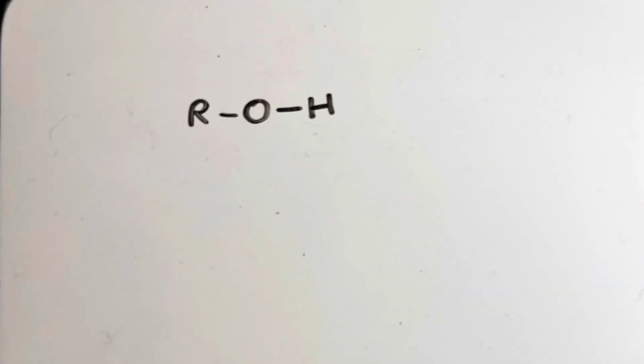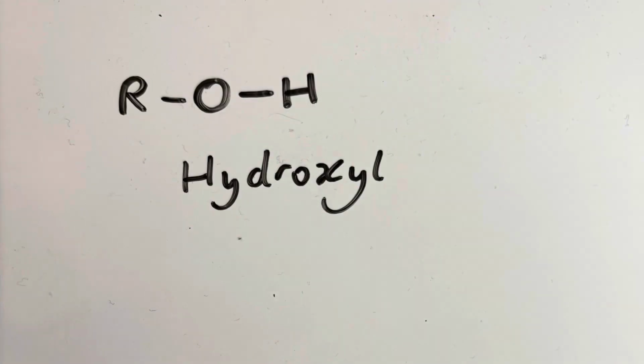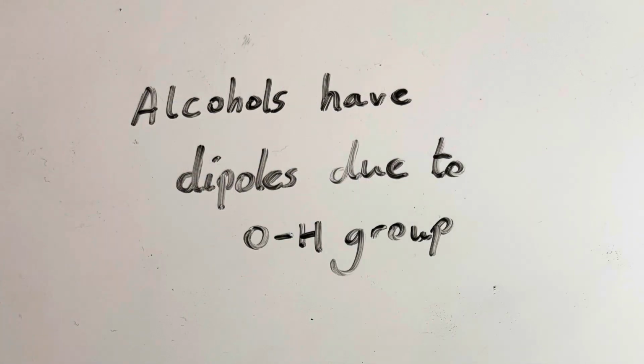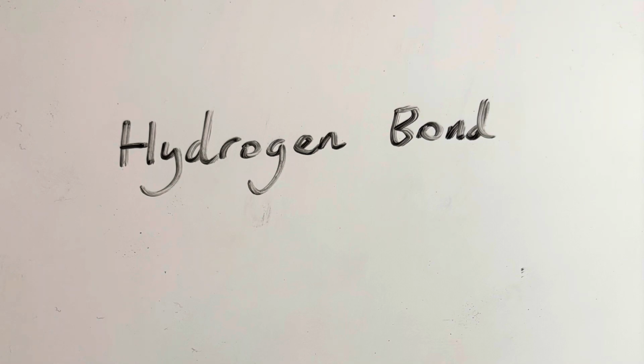Now, moving on to alcohols. Alcohols have the functional group OH, and we can also call this a hydroxyl group. Because of the OH group, alcohols have dipoles. Because of the OH group, they can also form hydrogen bonds, and this means that they have a higher melting point than their alkane counterpart. So methanol has a higher melting point than just methane.